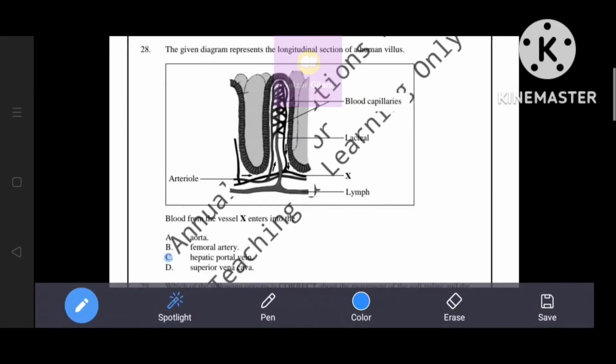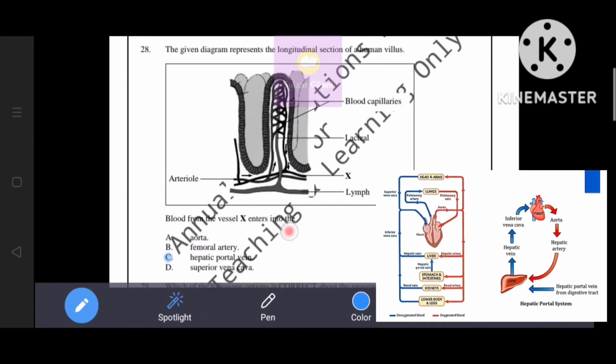Next question. The given diagram represents the longitudinal section of a human villus. Blood from the vessel X enters into the... Where will the blood from vessel X enter?